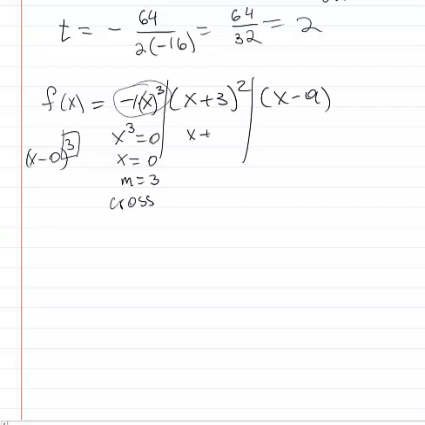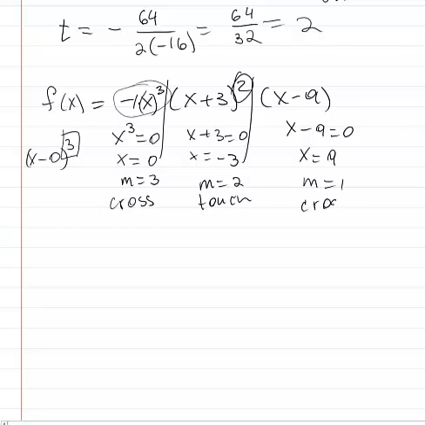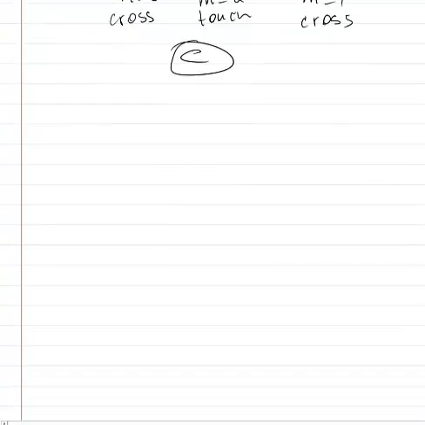Now here, if you set it equal to 0, this is more clear because you've got x equals minus 3, and the multiplicity is right there, so that's going to touch. And the last one is just x minus 9. You set that equal to 0, you get x equals 9. The multiplicity is odd, just 1, so it crosses. So you get choice C: it crosses at 0, touches at negative 3, and at 9, it crosses as well. That's it. Okay, let's move on.